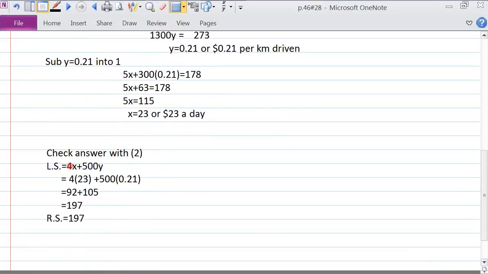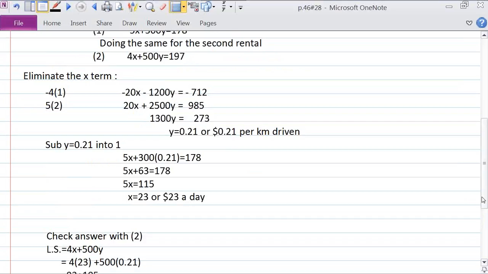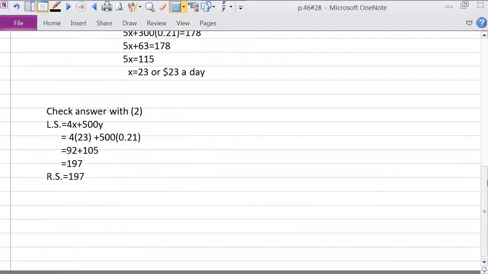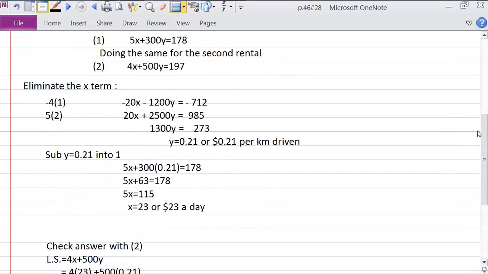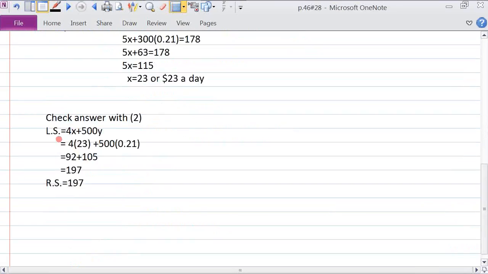Equation 2 says that 4x, let's go back up here, find the original equation right here. 4x plus 500y equals 197. So we got 4x plus 500y. Now we know the x is 23. We know the y is 0.21.